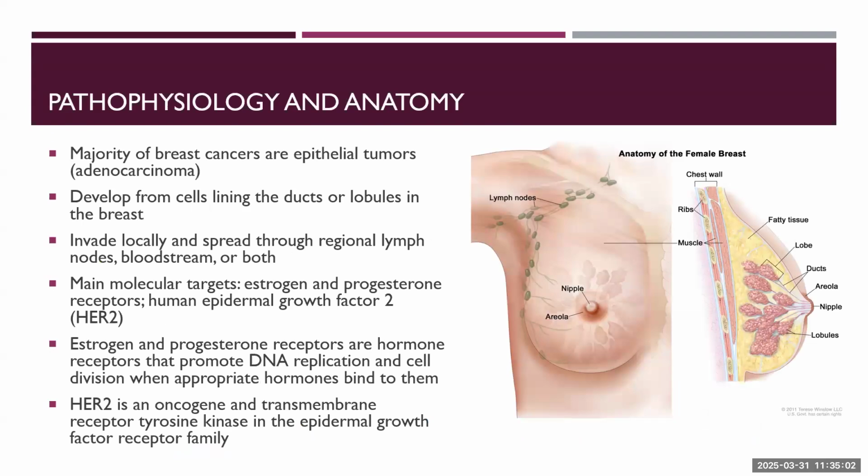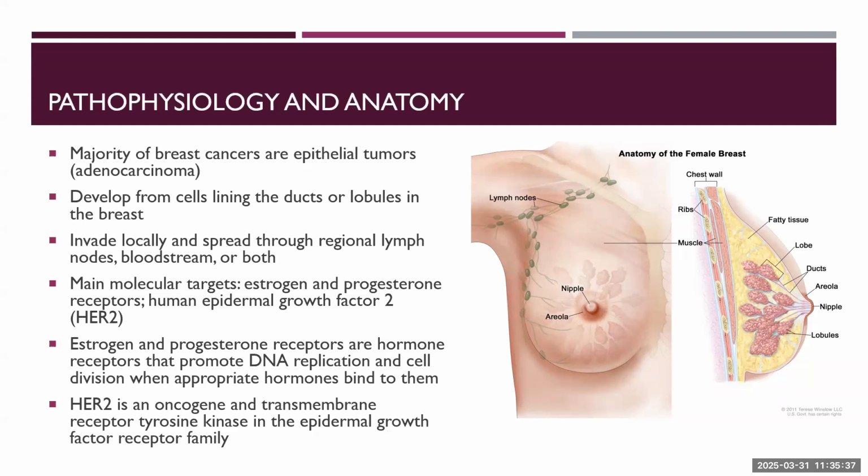So to start and talk about the pathophysiology and anatomy, the majority of breast cancers are epithelial tumors or adenocarcinoma. This develops from cells lining the ducts or lobules in the breast tissue itself. The lobules are football-like shapes in the breast, and then the ducts connect the lobules to the nipples. The lobules are the glands that produce the milk, and the ducts are those tubes that carry the milk to the nipple. It can invade locally and spread through regional lymph nodes, bloodstream, or both.